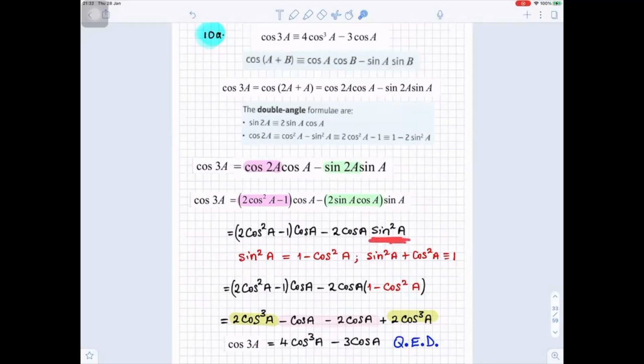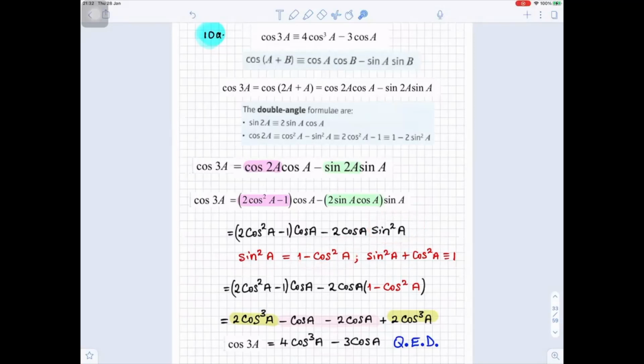Where did this sine squared come from? We multiply sine A times sine A. That gives us sine squared A. But we know sine squared A is 1 minus cos squared A. So we replace sine squared A with 1 minus cos squared A.